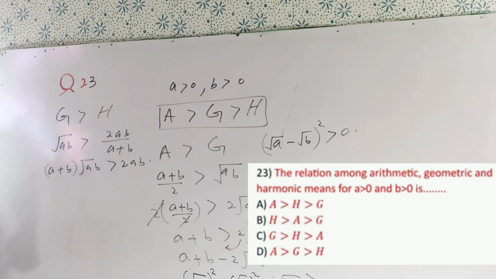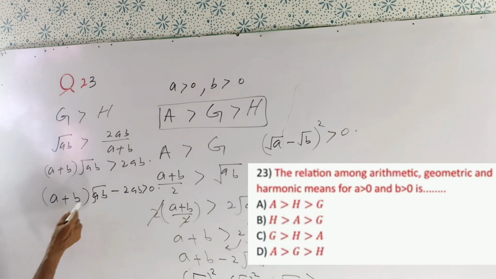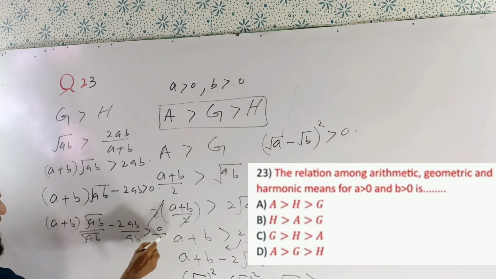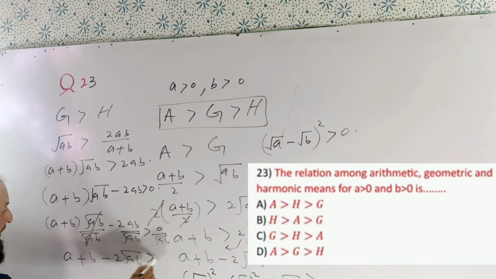Now if we change this result, A plus B, dividing both sides by under root AB, is greater than 2 under root AB, is greater than 0. Dividing both sides by under root AB, A plus B over under root AB minus 2 under root AB is greater than 0. Cancelling, this will be equal to 2 under root AB, and it is greater than 0.